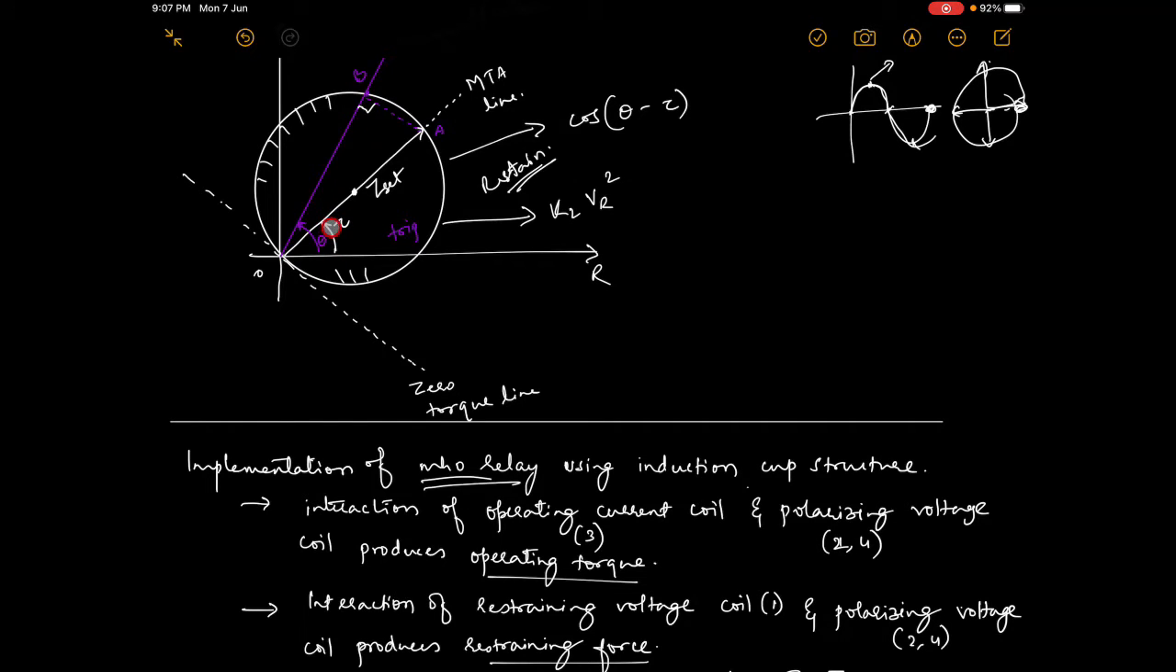See, if by varying tau you make theta equal to tau, then it means you can actually have this much length to be protected.